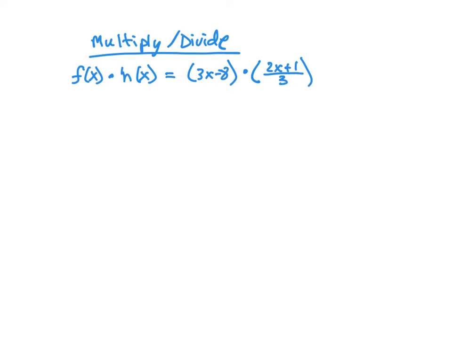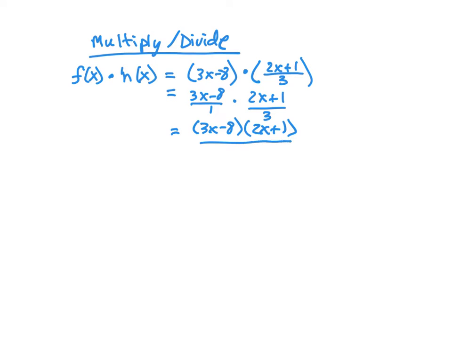Okay, well, really what we have here is a fraction operation, right? So I can rewrite this to be (3x - 8)/1, and we're going to multiply that by (2x + 1)/3. Basically, when multiplying fractions, we multiply top to top. So I get (3x - 8) times (2x + 1), and then finally, 3 times 1, which is just 3.